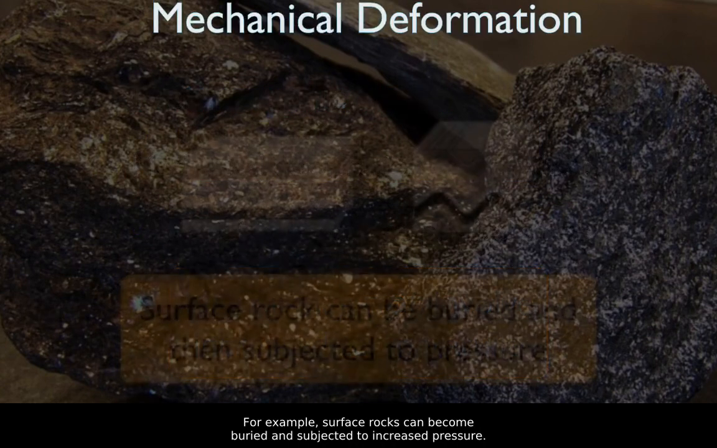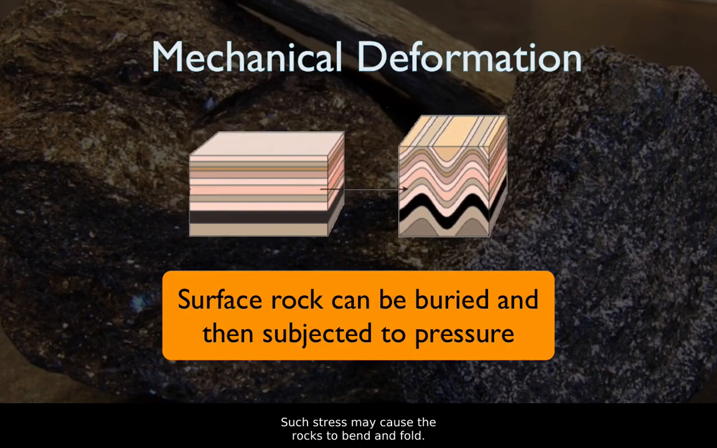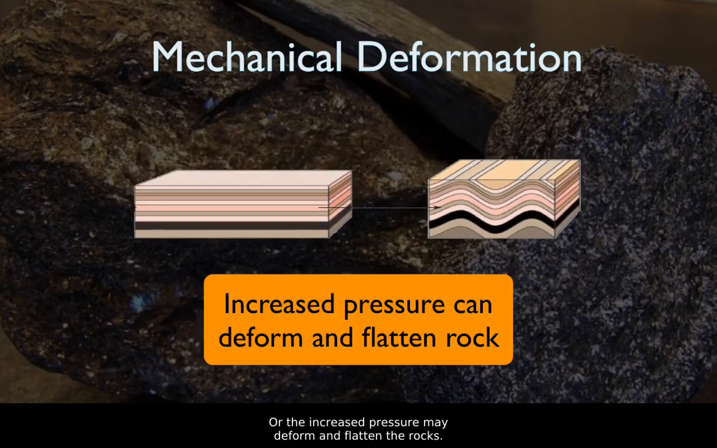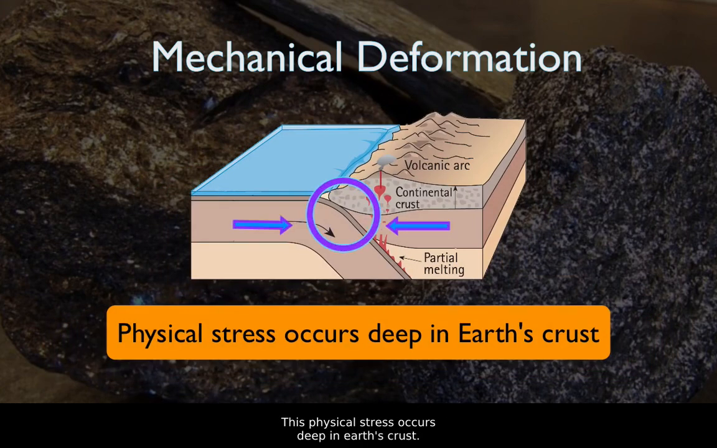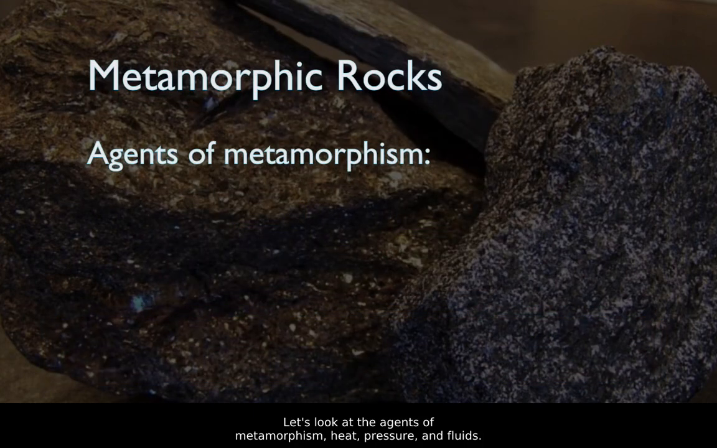For example, surface rocks can become buried and subjected to increased pressure. Such stress may cause the rocks to bend and fold, or the increased pressure may deform and flatten the rocks. This physical stress occurs deep in Earth's crust. Let's look at the agents of metamorphism: heat, pressure, and fluids.